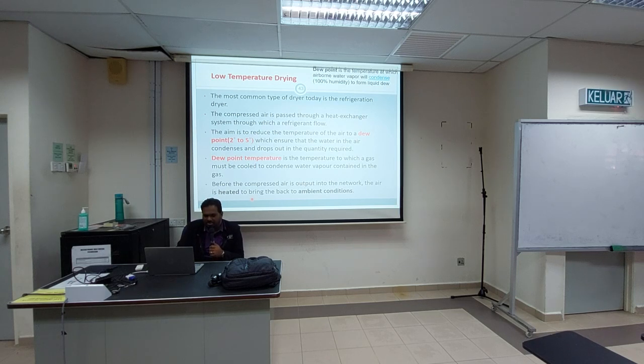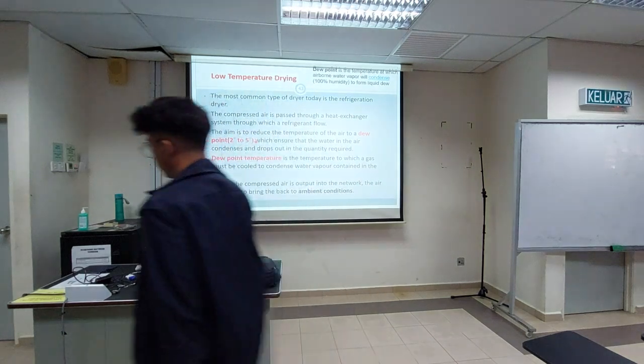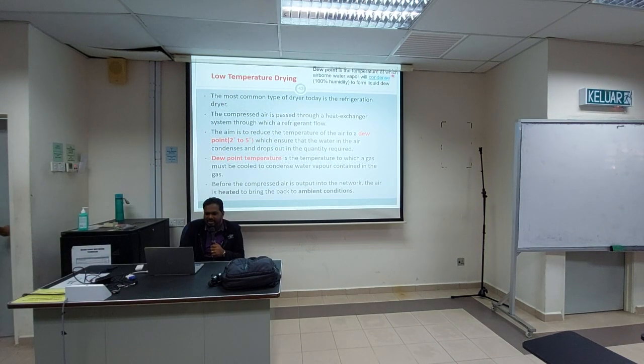Okay, kita boleh tengok. So you aim to reduce the temperature to a dew point 2 degrees to 5 degrees. So apa tu dew point? The temperature at which airborne water vapor will condense. Okay, so 100% humidity to form liquid dew. So liquid dew tu dia akan keluar dekat water drain. Okay, so ini adalah common type of dryer. Sebab yang ni mampu milik lah. So it's not too expensive and it can be used for your application.